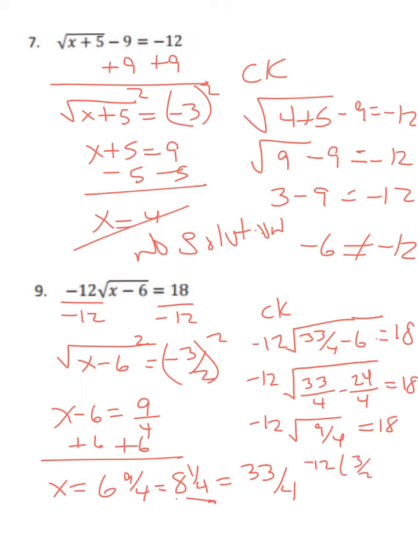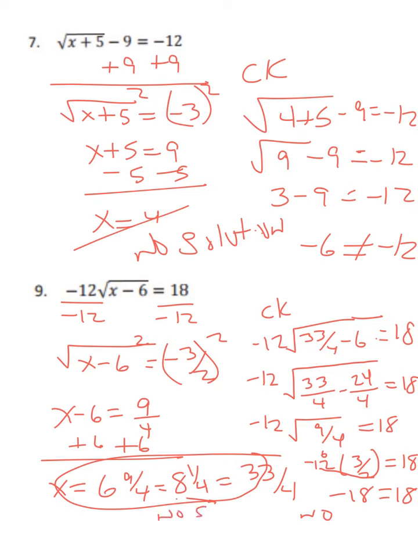Negative 12 times, and then 9/4, of course, is 3/2. When I take the square root, I take the square root of the top, which is 3. Square root of 4 on the bottom is 2. And when I multiply by 12, 12 goes into here 6 times, so I get a negative 6 times 3. It's a negative 18. Does that equal positive 18? And the answer is no. So, after all that, no solution. Cross that out. This is really my answer.